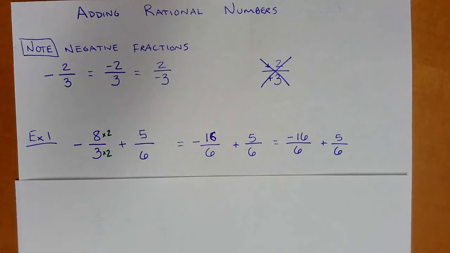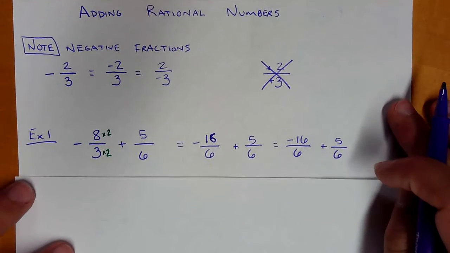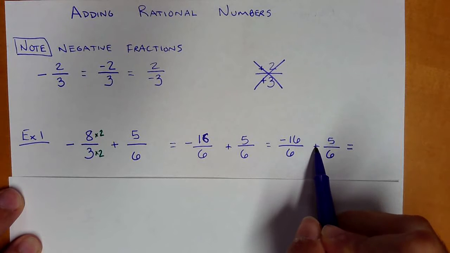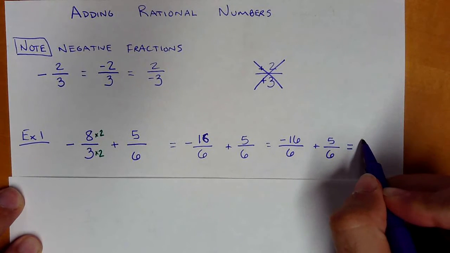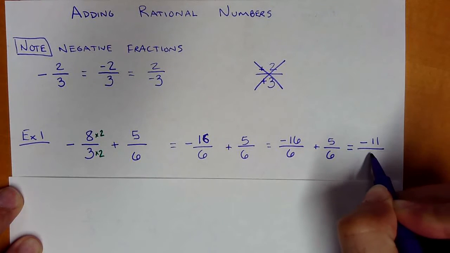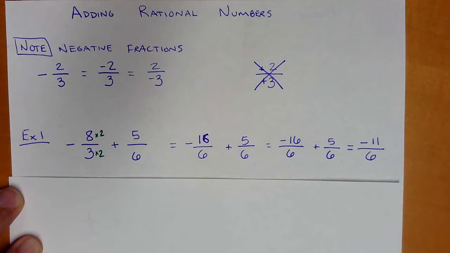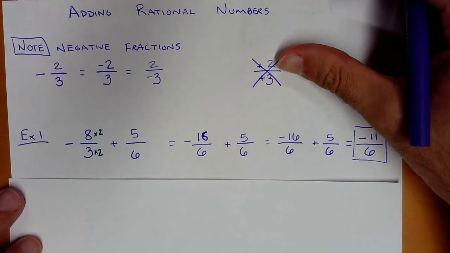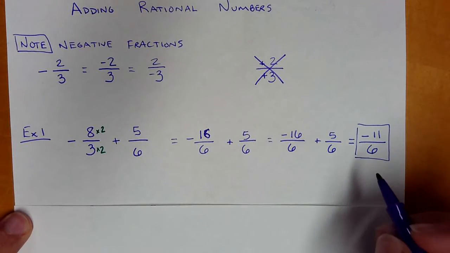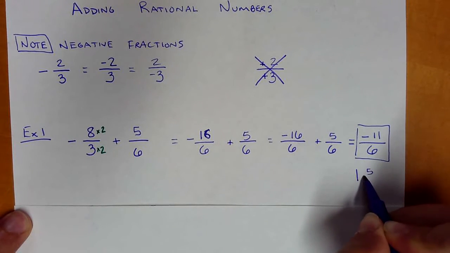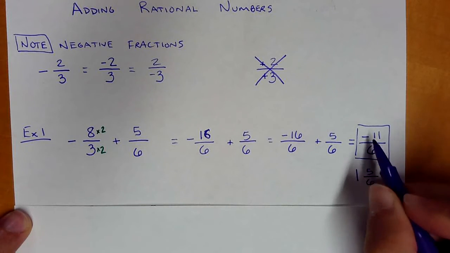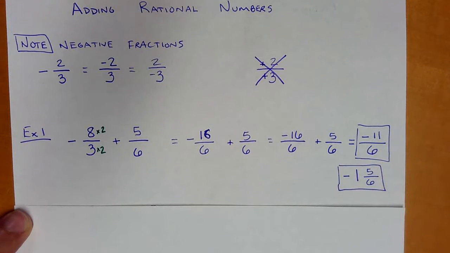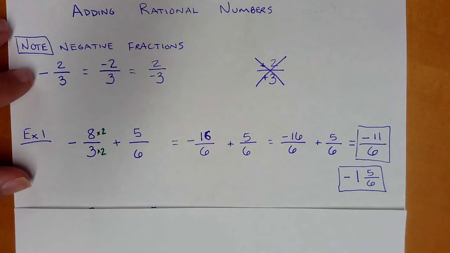Now that I have a common denominator of 6, I go ahead and add the numerators, and I follow my integer rules. Negative 16 plus 5 is going to equal negative 11. So my answer is negative 11/6. I can keep this as an improper fraction or change it to a mixed number. 6 goes into 11 how many times? Once, with 5 left over. And because this was a negative improper fraction, I need to make sure my mixed number is negative as well. So negative 1 and 5/6 would be my final.